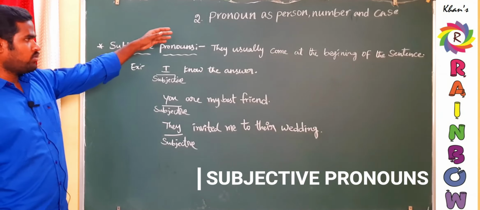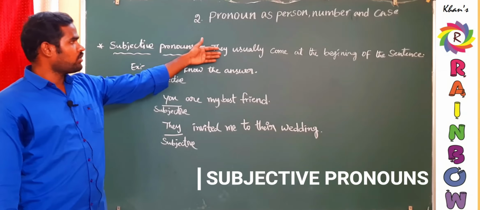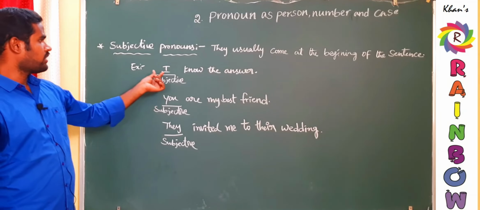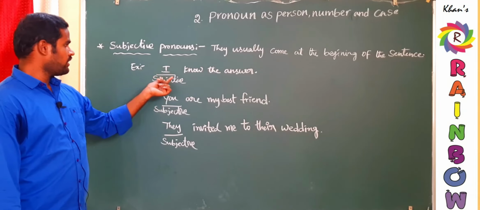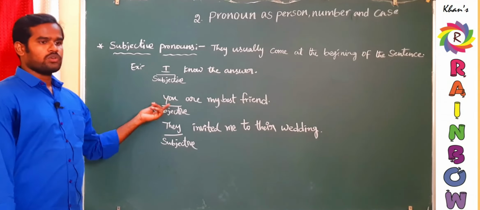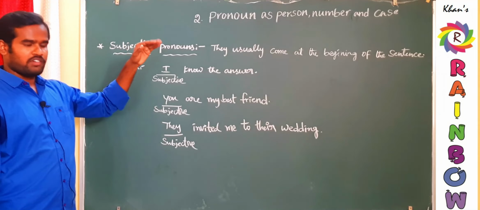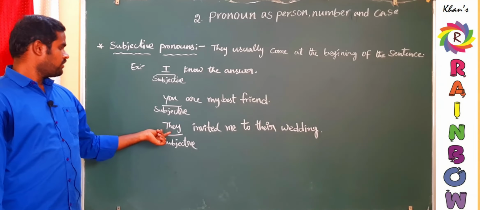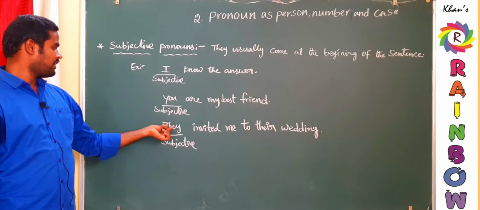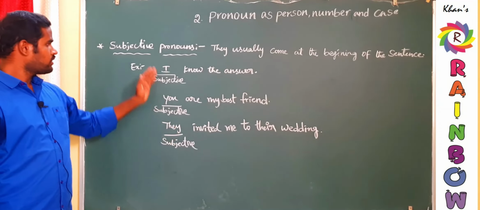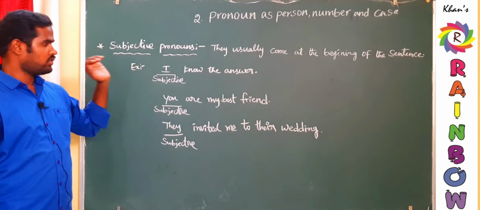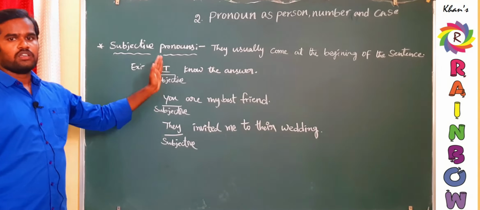So subjective pronouns, as I have just told, usually come at the beginning of the sentence. Here are the examples. I know the answer, so I came in the beginning of the sentence. And you are my best friend. Here you is a subjective pronoun based on the table given earlier. And they invited me to their wedding. Here they is placed in the beginning of the sentence. So all these three are examples for subjective pronouns, and they came in the beginning only.